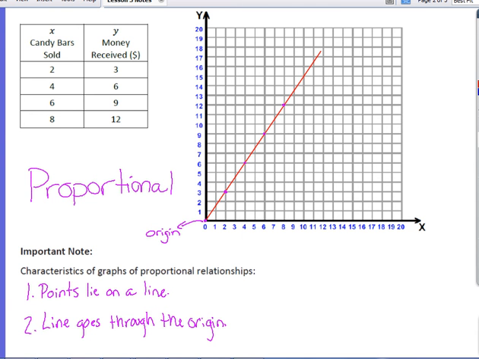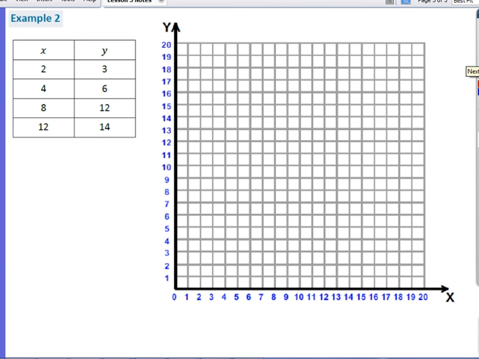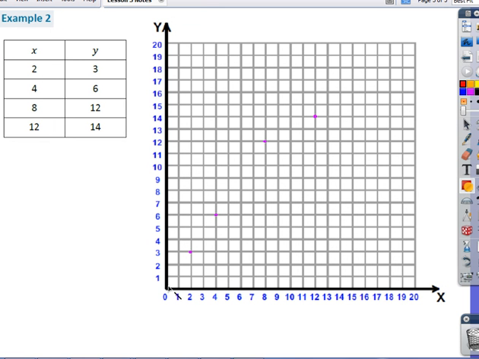Let's take a look at example 2. So I'm going to do the same thing. I'm going to plot my points. I have 2, 3, 4, 6, 8, 12, and 12, 14. So I'm going to take out my straight edge and I'm going to see if this works.